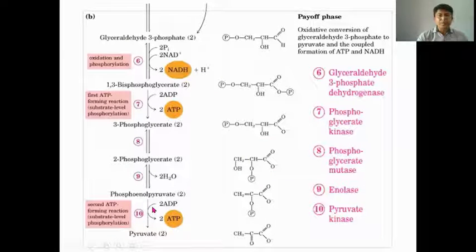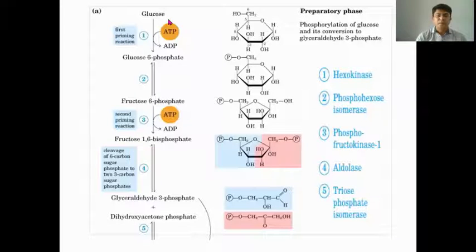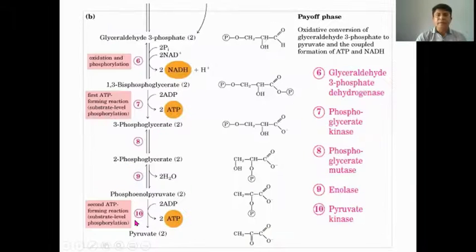And then in the payoff phase, the dihydroxyacetone phosphate is isomerized to glyceraldehyde 3-phosphate by triose phosphate isomerase enzyme. In the payoff phase, the two molecules of glyceraldehyde 3-phosphate are converted into two molecules of 1,3-bisphosphoglycerate by the glyceraldehyde 3-phosphate dehydrogenase enzyme, which results in generation of a reducing power per molecule of glyceraldehyde 3-phosphate. So from two molecules of glyceraldehyde 3-phosphate, two molecules of NADH are generated.